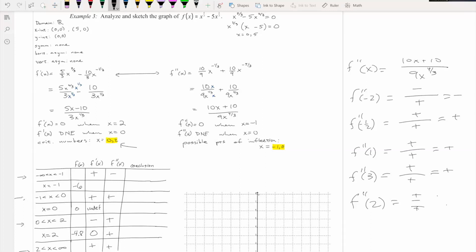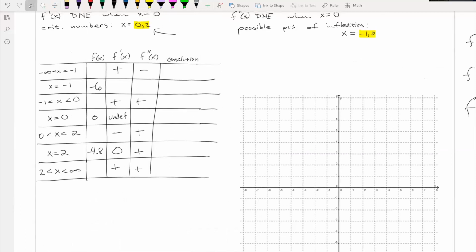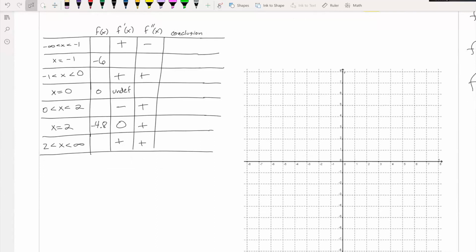Now, let's write up some conclusions. Looking at the first derivative, that means we are increasing, decreasing, and increasing. And looking at the second derivative, that means we are concave down, concave up, concave up, concave up, also concave up here, really.